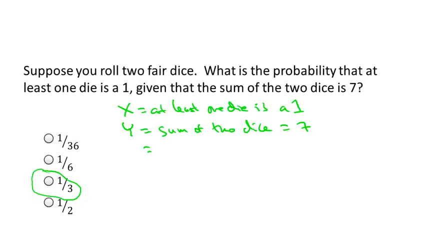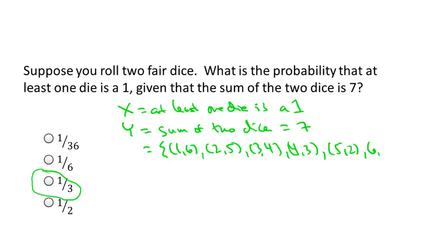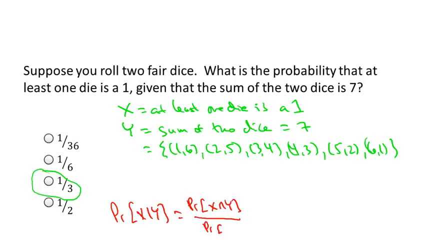Namely, the ordered pairs (1,6), (2,5), (3,4), (4,3), (5,2), and (6,1). Now remember that the probability of x given y is, by definition, the probability of x intersect y divided by the probability of y. What you notice from this formula is we actually don't care about the probability of x per se, or even about the event x per se, just about x intersect y.